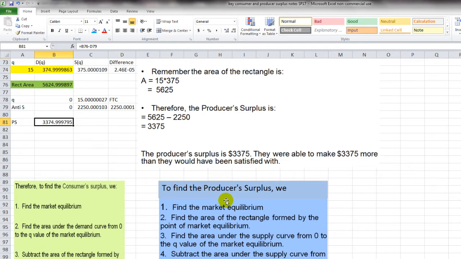Okay, so here are the steps. To find the consumer surplus, we find the market equilibrium. We find the area under the demand curve from 0 to the Q value of the market equilibrium. We subtract the area of the rectangle formed by the market equilibrium from the area under the demand curve. So it would be consumer surplus is demand minus rectangle. Producer surplus, you also find the market equilibrium, and you also find the area of the rectangle, and you find the area under the supply curve from 0 to Q value of the market equilibrium. But this time you're going to subtract the rectangle minus the supply curve area.